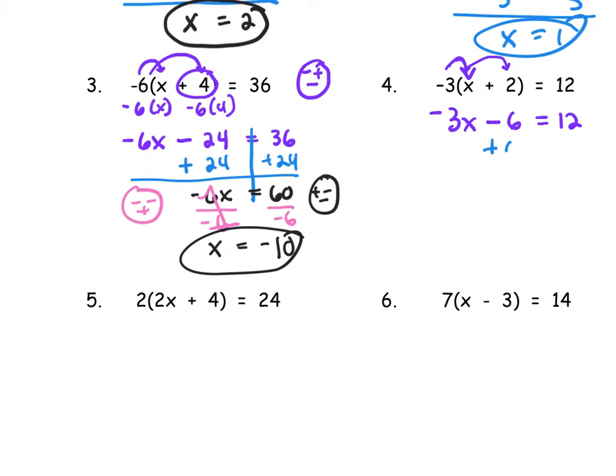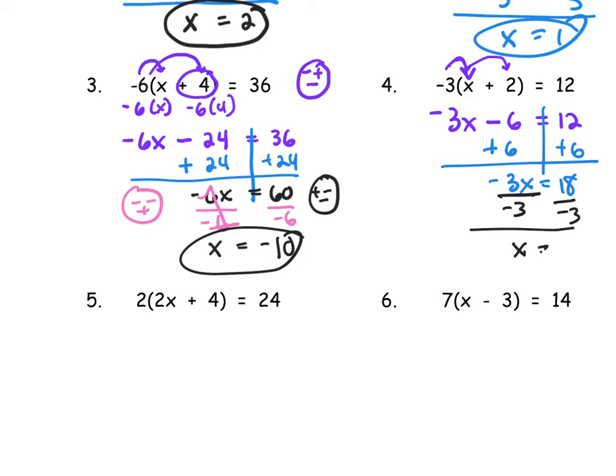We will add 6 to both sides, leaving negative 3x equals 18. And our final solving step is to do what? We divide by negative 3, and our end result is x equals negative 6.